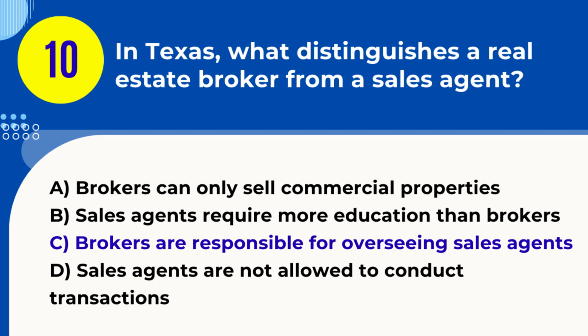Answer: C. Brokers are responsible for overseeing sales agents. Explanation: In Texas, the primary distinction between a real estate broker and a sales agent is that brokers are licensed to manage their own real estate businesses and oversee sales agents, who must work under a broker.